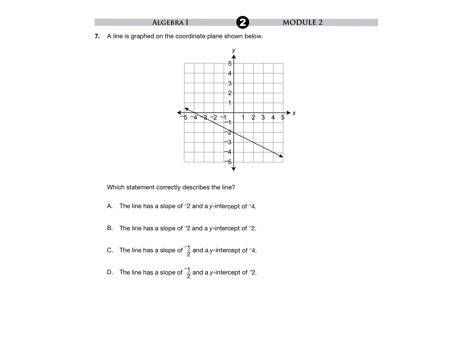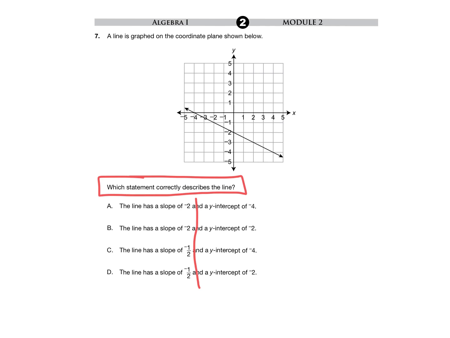Here we start with a line on the coordinate plane, and we just have to pick which statement correctly describes that line. And again, I want to look at all four before I make my answer choice. If we look at A, B, C, and D, just this first portion, I just need to figure out what the slope is, and that would eliminate two of my answer choices.